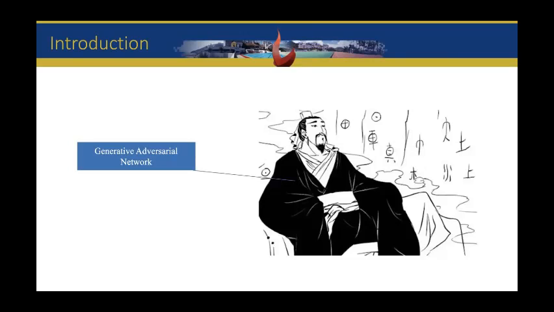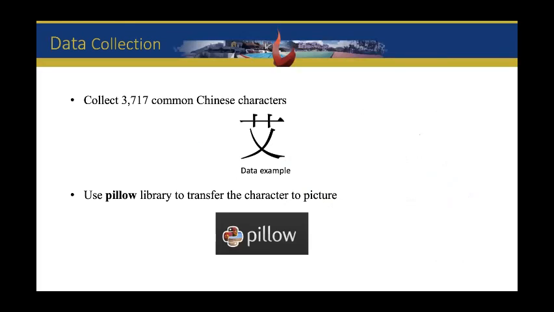The goal of the project is to train a model that generates fake Chinese characters that look just like the real ones. I will introduce the data collection process and the challenge of the algorithm, along with the solutions we proposed, next. We collect 3,717 real Chinese characters from Xinhua Dictionary as the training data. We then use a library to change the characters to pictures that can be processed more easily.